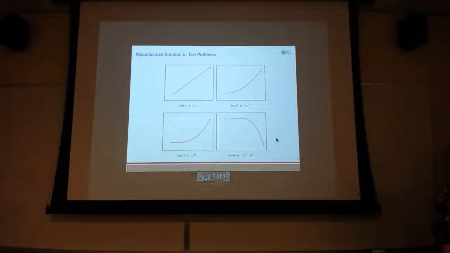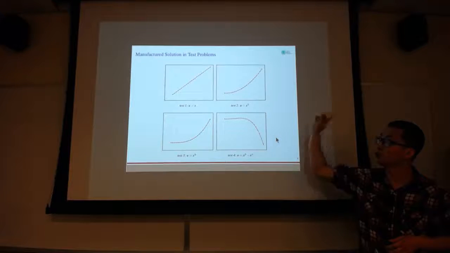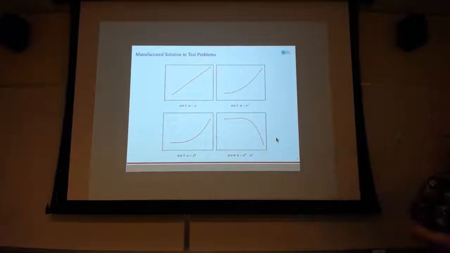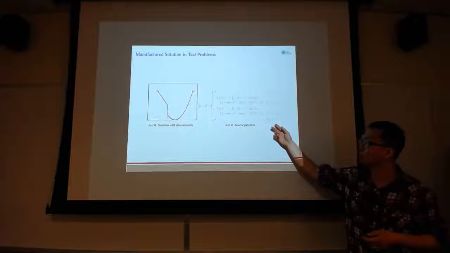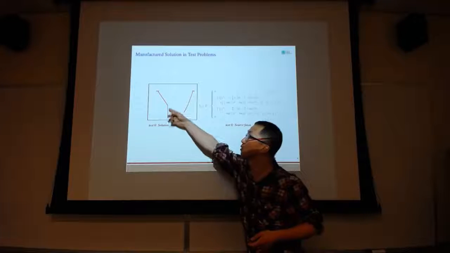So this is the manufactured solution. If you choose test 1, you're going to reproduce the linear solution, and for the quadratic solution you choose test 2, and test 3 is the cubic, and this quadratic form is test 4. And this is test 0, the representation of the source function that created this discontinuity.